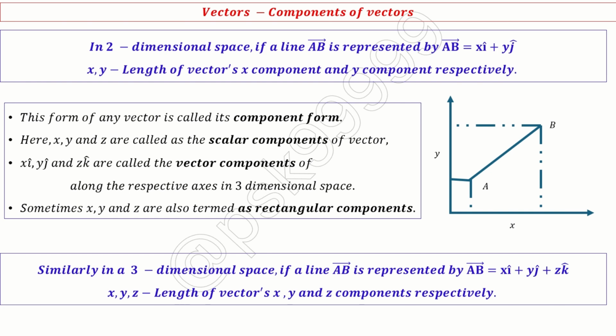Okay, if you write in this way, x, y, z are called the scalar components of the vector. x i, y j, and z k are called the vector components along the three axes. So you take any vector. What is x i? x i represents the vector in the x direction. y j represents the vector in the y direction. k represents k hat, or whatever you can call it, the vector in the z direction. Okay. Sometimes x, y, and z are also called rectangular components.